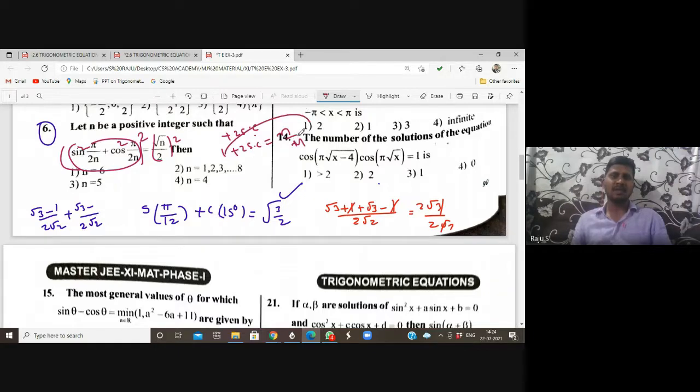This one you can take to the right side. 2 sine into cos means sine 2c. Sine lies between minus 1 to 1. Like that, that is a lengthy procedure. No need for that. You can do it like this alone. Okay. Then next question.